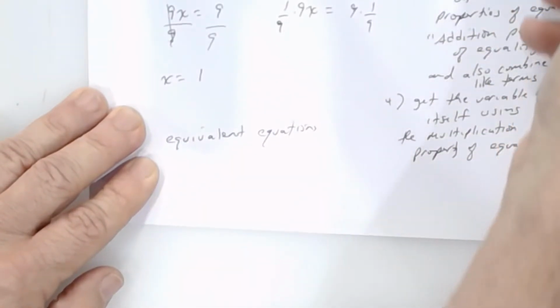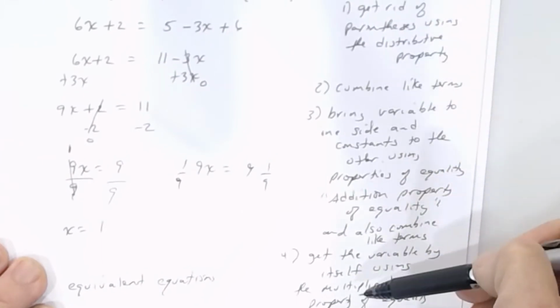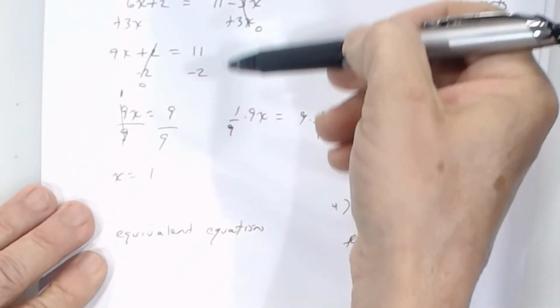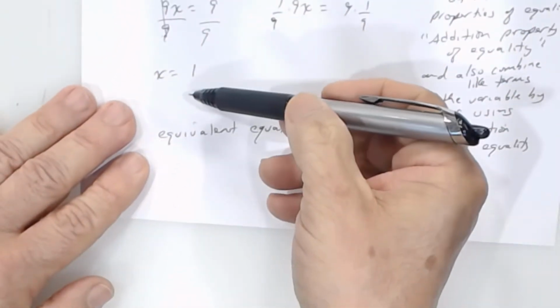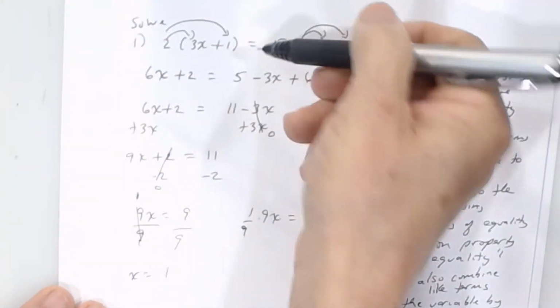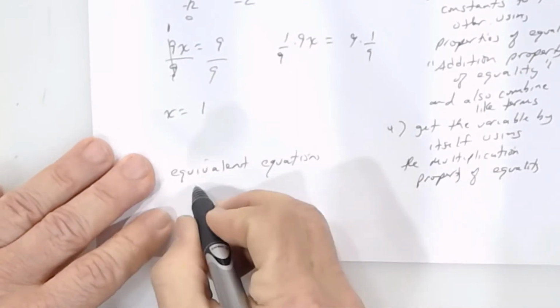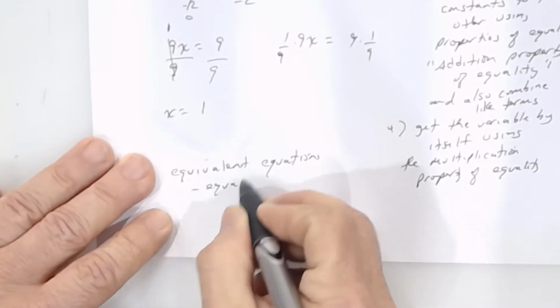All right, so you use this process here to get all these equivalent equations so you can get the variable by itself so you can determine the solution to the original problem. So equivalent equations or equations have the same solution.